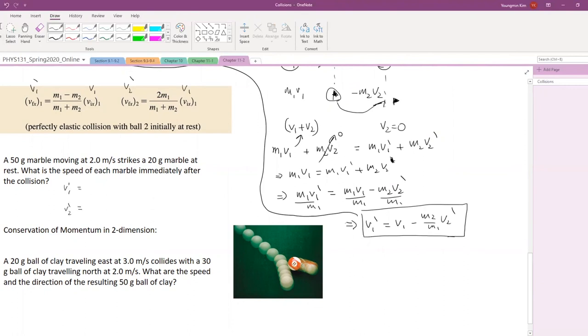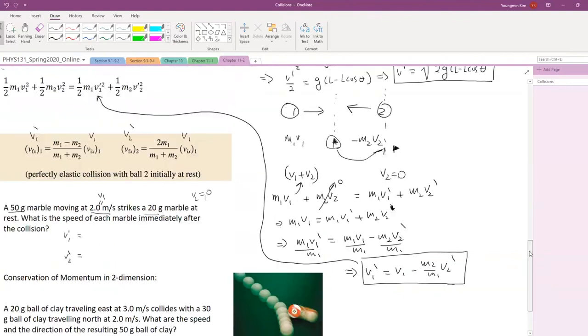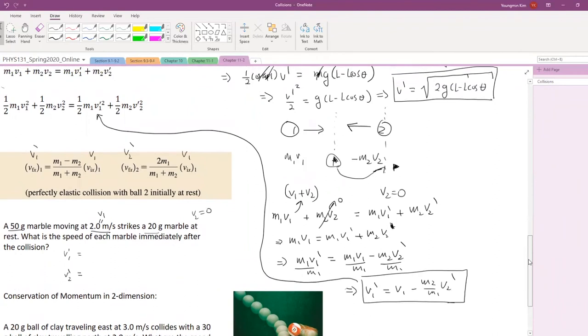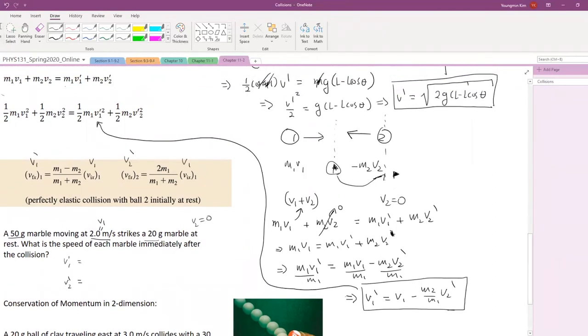And if you want to solve this the long way, you notice you have two masses given. You have V1 given, and V2 is equal to 0. But to solve for the final velocities, you realize you have two unknowns, V1 prime and V2 prime. To solve for them, you will have to use conservation of kinetic energy in this case, and then go through long lines of substitution. So to cut that short for simplicity's sake, we have this product of those derivations.